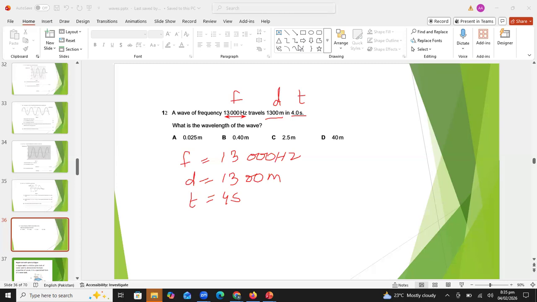All right. So how we will calculate the wavelength, students? Do you have any idea? How we will calculate the wavelength? Which formula we have to use here?